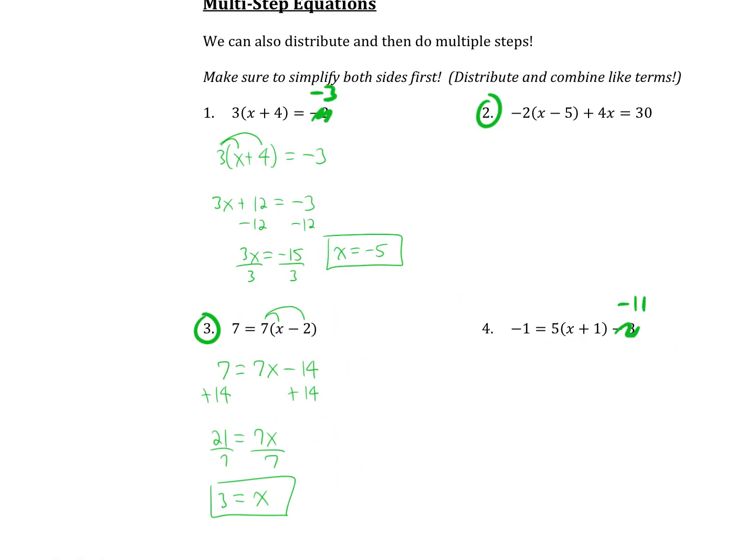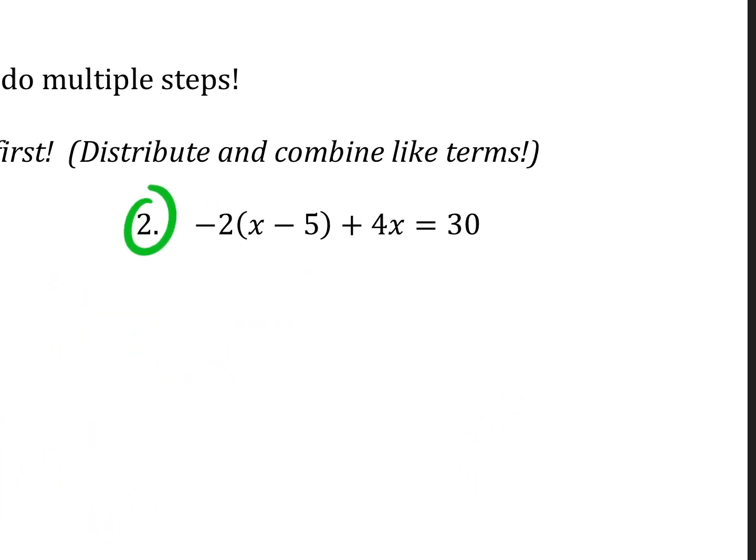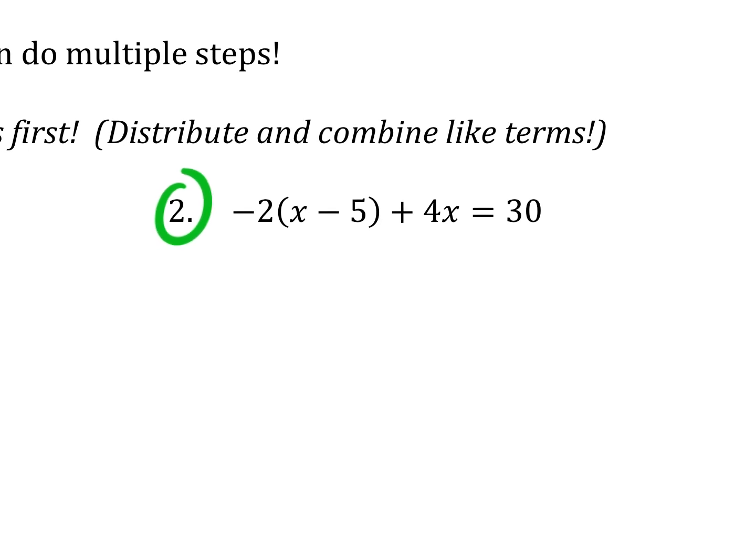Okay, very cool. All right, let's jump to number 2 now. Now we said the basics for distribution. Now we need to talk about combining like terms, okay? So for number 2, all right, so we have this negative 2 times the quantity of x minus 5, all plus 4x equals 30. All right, anything to distribute here? We do have the negative 2, but do we distribute the negative 2 to all of these, to the 4x as well, or just the x and negative 5?